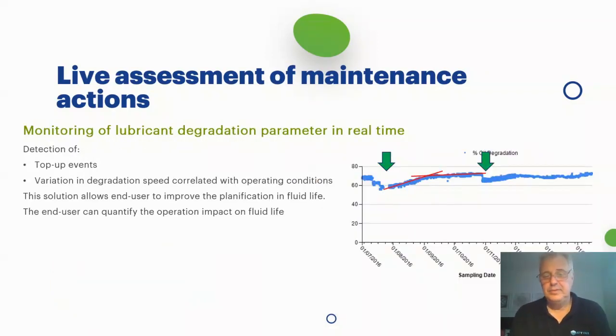This example, in this case, does not have to do directly with particles, but with oil degradation. This could be incorporated into the particle sensor. This monitoring of the lubricant degradation can give you real-time results of the top-ups, for example, variation of degradation in line with working conditions, which is useful information. And unexpected peaks that could give us clues as to possible contaminations or varnish formation.